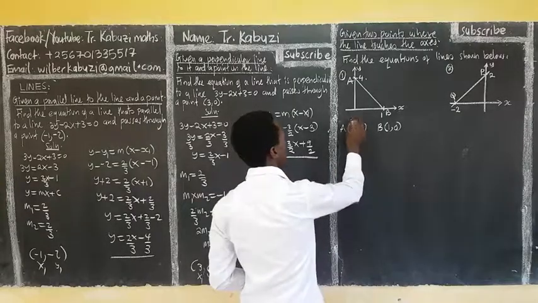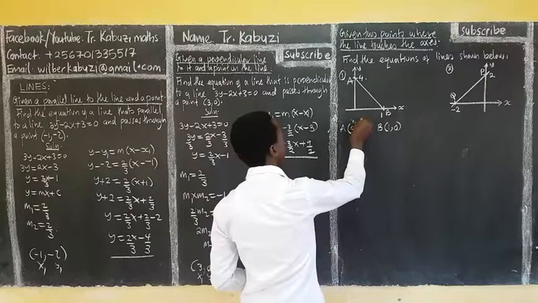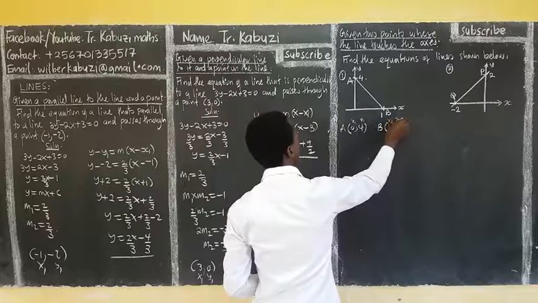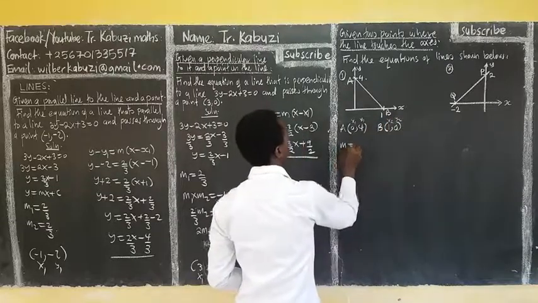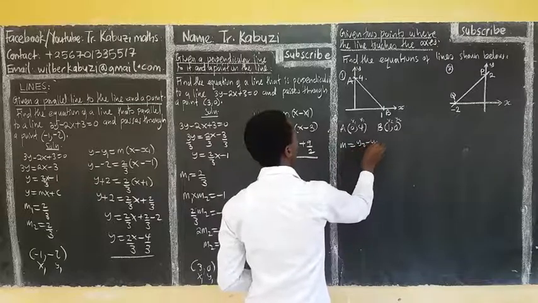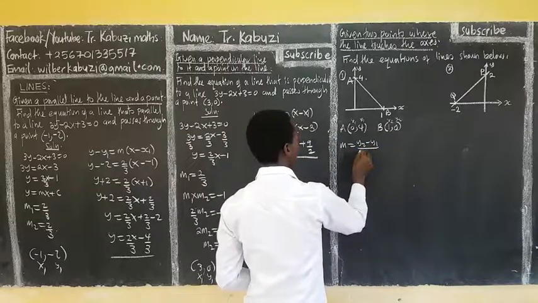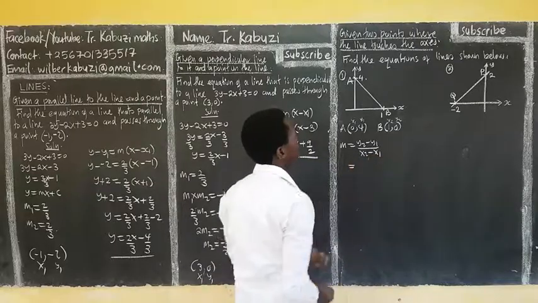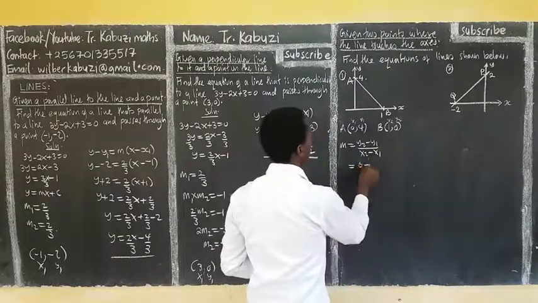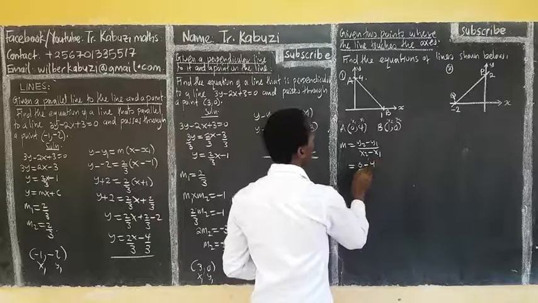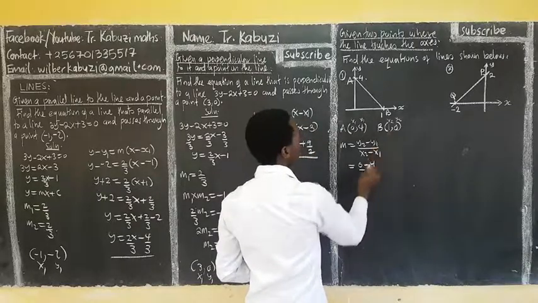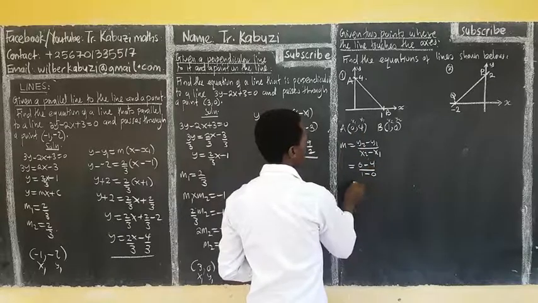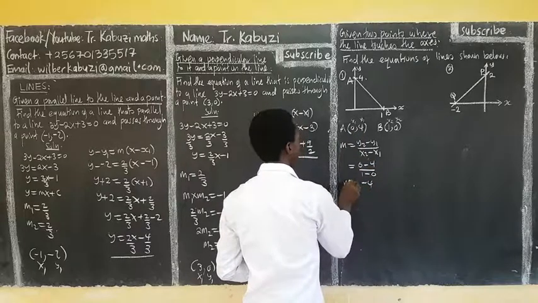So this one becomes x1, y1, and this x2, y2. So our gradient n will be y2 minus y1 over x2 minus x1. Substitute. Our y2 is 0 minus our 4, over x2, which is 1, minus 0. And here we are going to have negative 4 as our gradient.